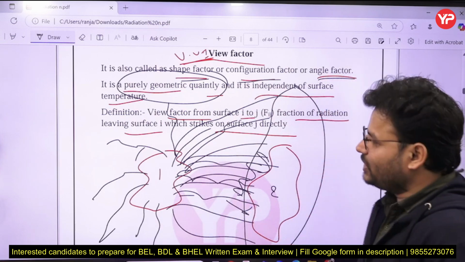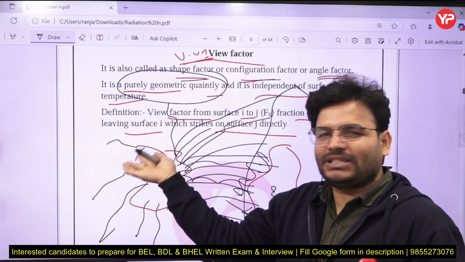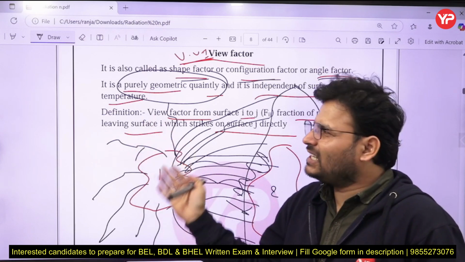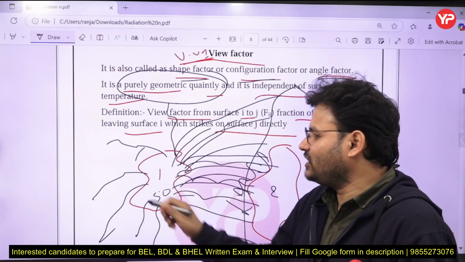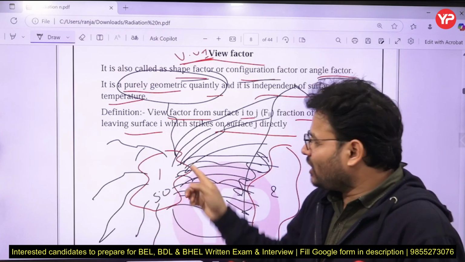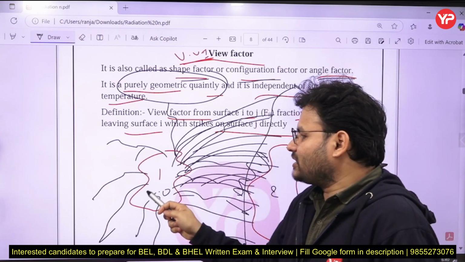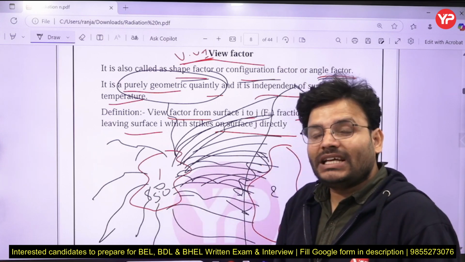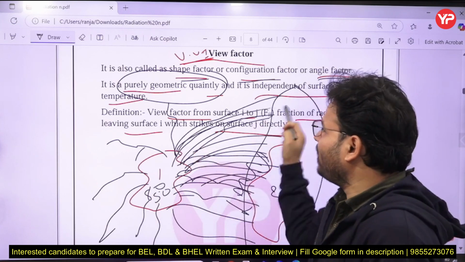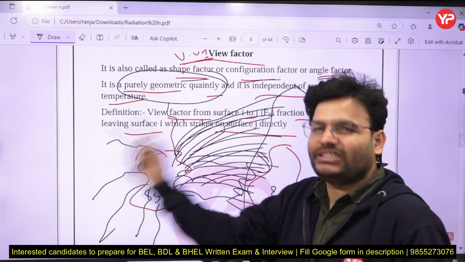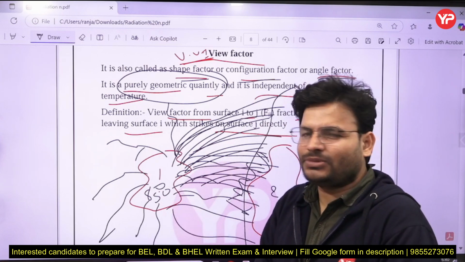With the surface temperature. As temperature increases, it will emit in all directions. As temperature increases, the radiation is emitted in all directions in the same proportion. Suppose at 50 temperature, whatever is emitted, whatever fraction is going there, if I increase the temperature to 80, yes, now the emissive power will be higher, but the fraction going here will be the same as it was earlier. So it is independent of the temperature of the body.